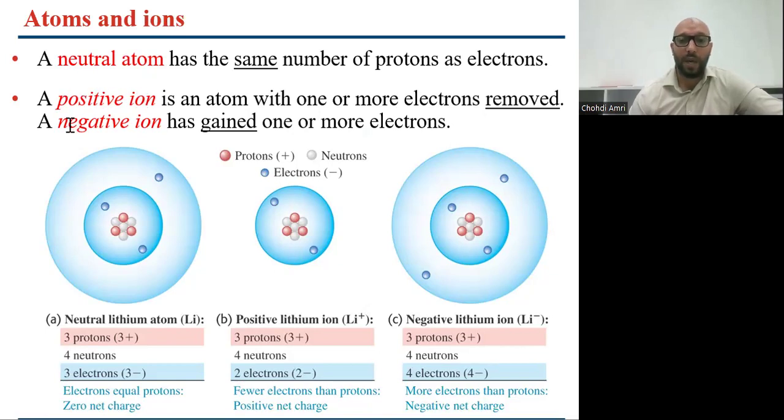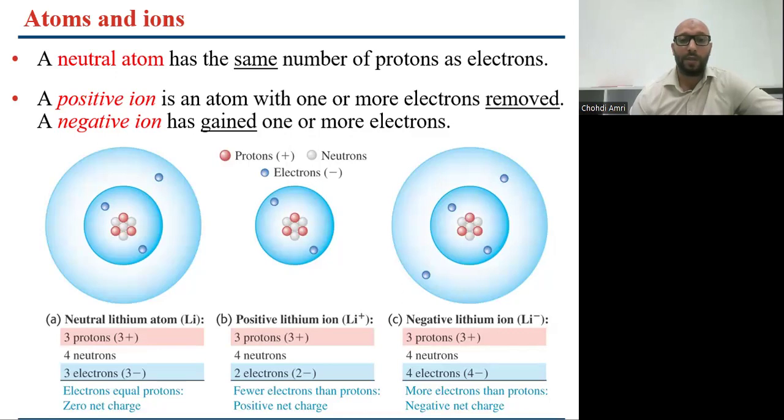On the opposite side, if the atom gains some electrons, one or more, in this case the number of electrons exceeds the number of protons. That means the number of negative charges exceeds the number of positive charges in the atom. In this case, we talk about a negative ion.